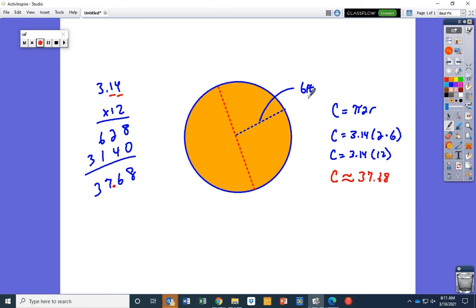37.68, and what are we going to use as our unit? Feet. Now, it's a singular unit, so we're not going to put feet squared, we're not going to put feet cubed. Just 37.68 feet. My 6 looks kind of funky here, sorry.